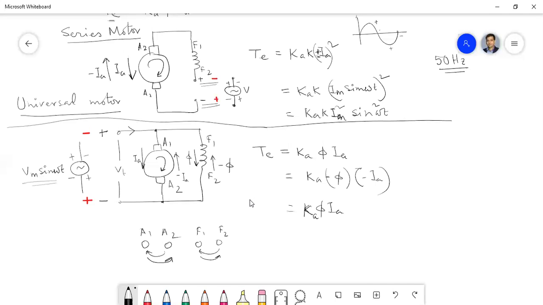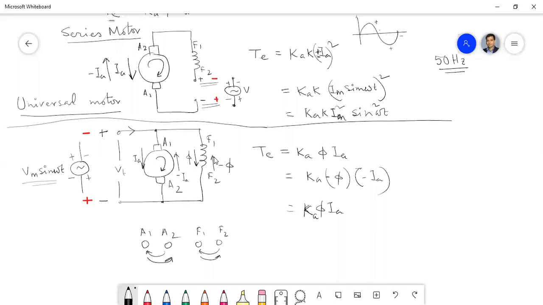Okay, now let me answer this. As I have already discussed, the series field and shunt field are quite different. When we design a series field, it contains very few turns and the thickness of the wire is almost incomparable to the armature conductor gauge, isn't it?